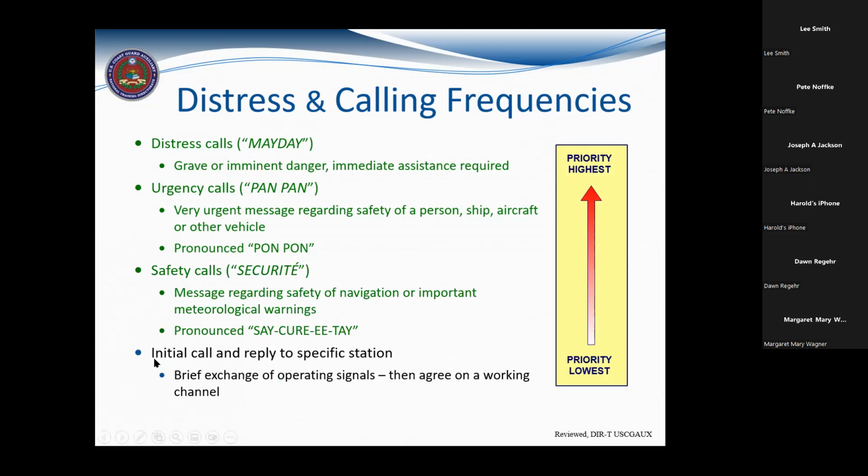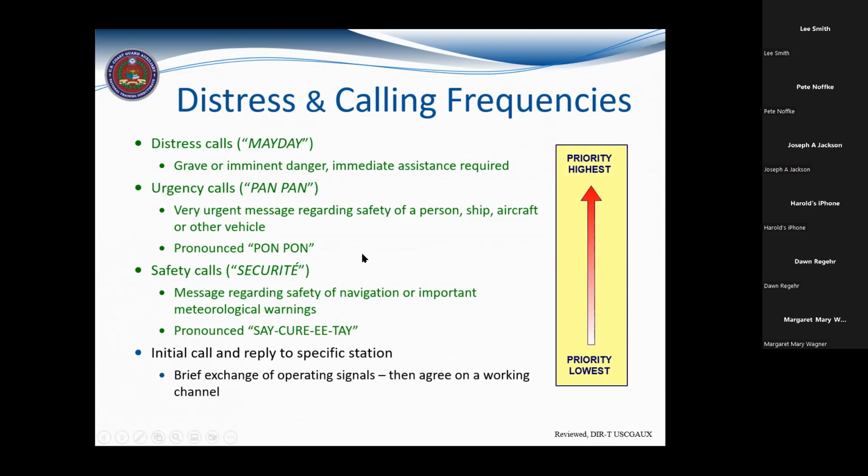And generally, you're going to make an initial contact with another vessel, and as soon as you can, switch to another working channel. So you will just call the vessel on the hailing channel. When they reply, agree on the working channel you're shifting to and clear off the channel so it's available for anybody else that needs it.